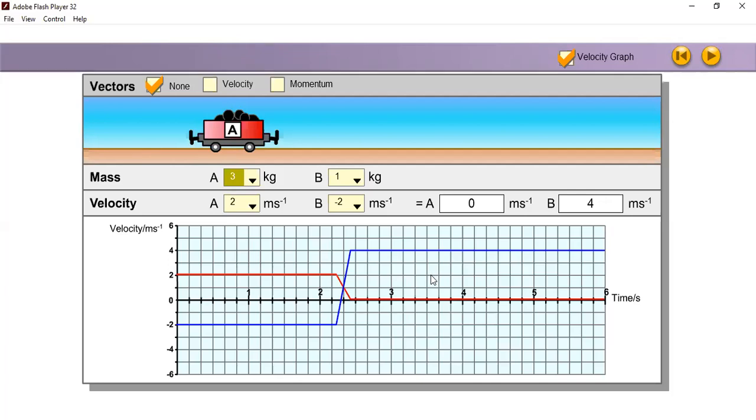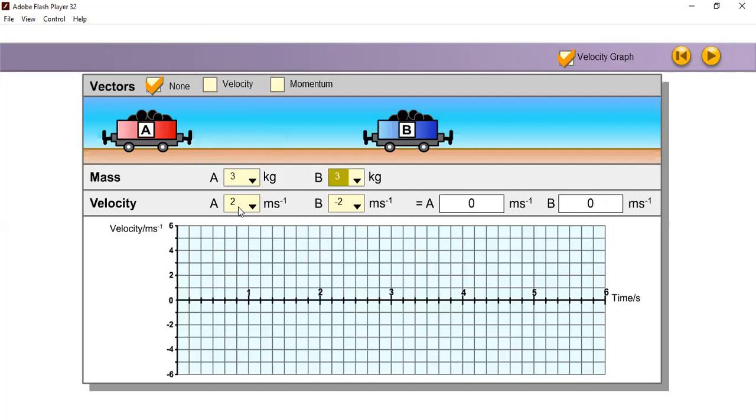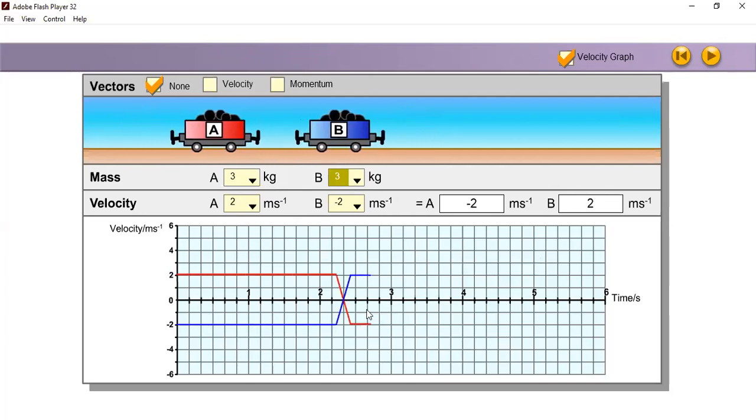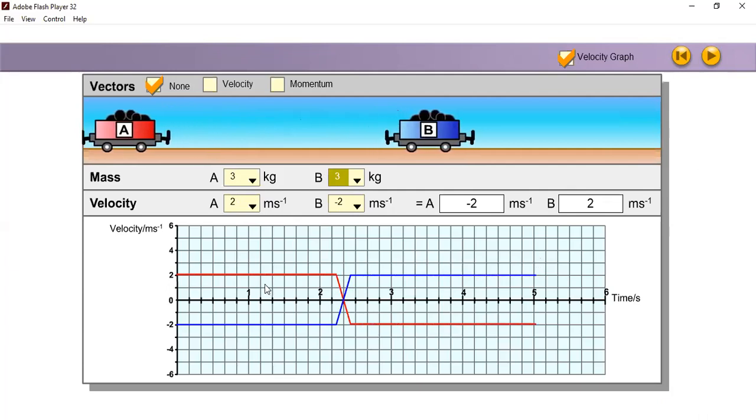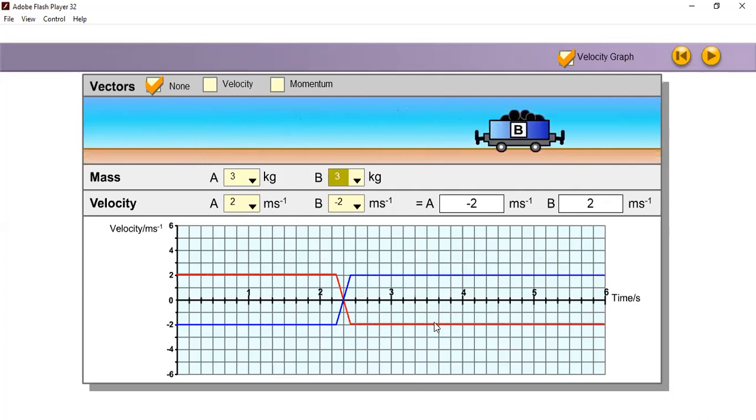Impossible for them to move with the same velocity, but they maybe can move with the same speed. For example, if a 3 kg mass moves at 2 m s^-1 and another 3 kg mass moves in the opposite direction, they can move with the same speed. Initially the red is 2, after that it becomes -2. For the blue, initially -2, after that 2. They can move with the same speed but different velocity.